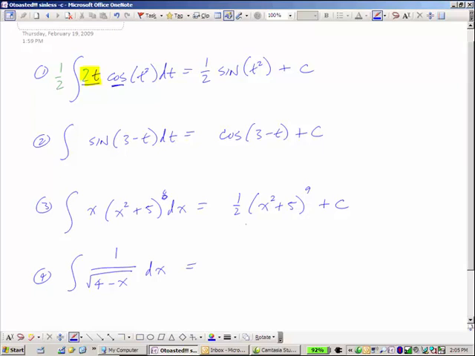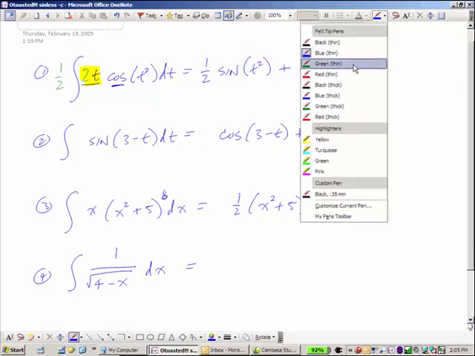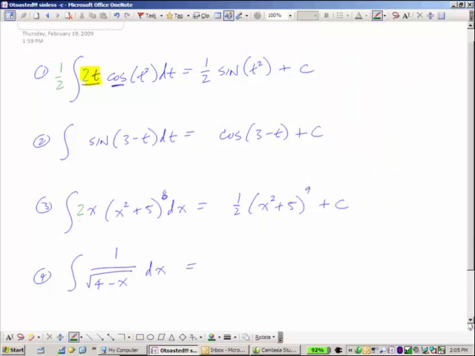Where'd the 1/2 come from? So what we really need is a 2 to make the chain. You can't put 2 unless you have the 1/2. So that's where the 1/2 came from.